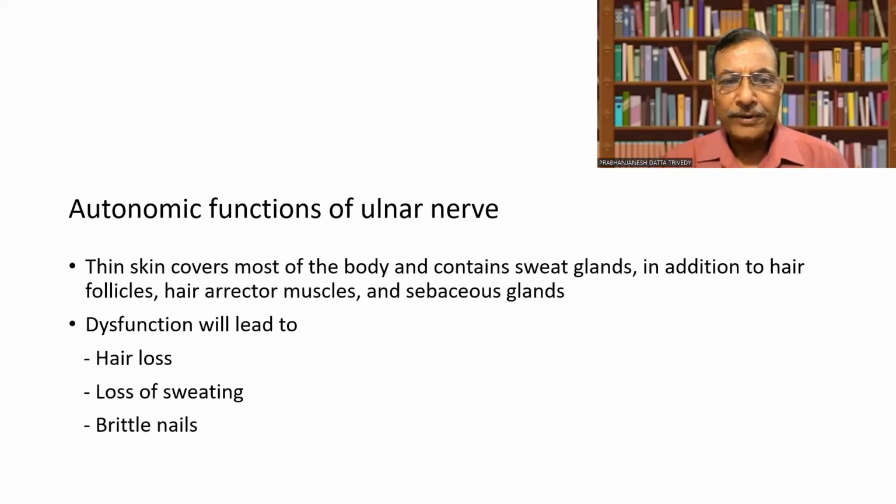There is some autonomic function of the nerve, and the ulnar nerve is no exception. Thin skin covers most of the body and contains sweat glands, in addition to hair follicles, hair erector muscles, and sebaceous glands. Their dysfunction leads to hair loss, loss of sweating, and brittle nails.